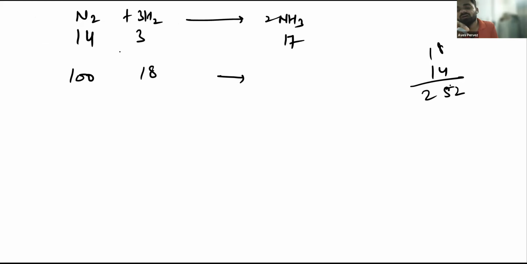This is extra. So you have to multiply 3 by 6 to make 18. So make this one also by 6, and this also by 6. So this will be 18. And how much for 18 grams? How much hydrogen will be required? 18, 6 are 84. 14, 6.